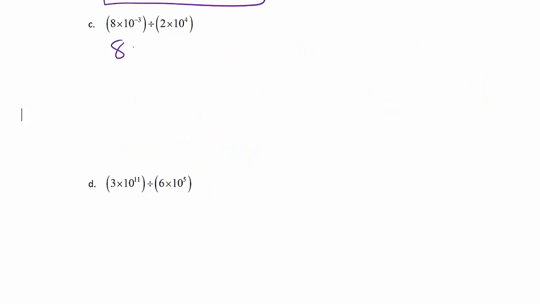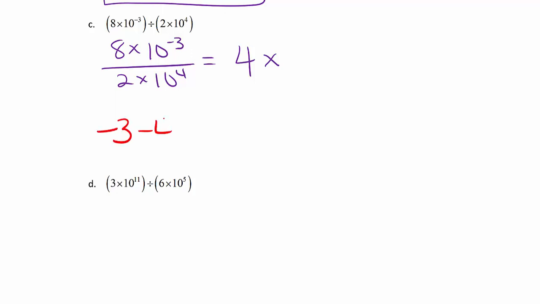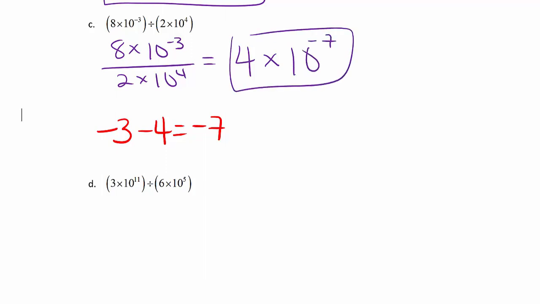I have 8 times 10 to the negative 3 divided by 2 times 10 to the 4th. I can divide the 8 by 2, that gives me 4, and then to divide those powers of 10, I have to subtract the exponents. Negative 3 minus 4 is negative 7, so I've got 10 to the negative 7. That's my answer in scientific notation.